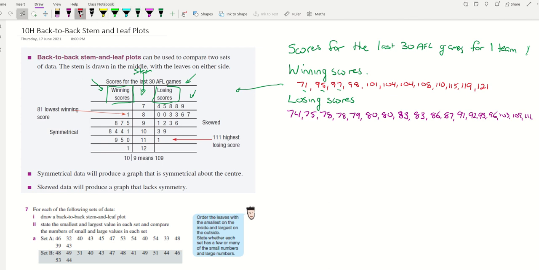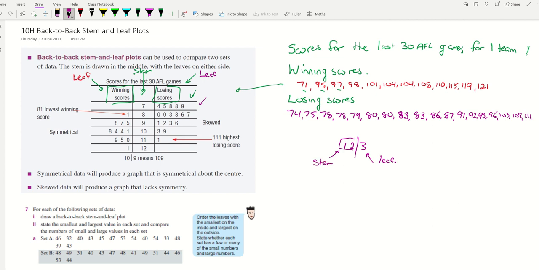So these ones are our leaf for the winning scores. These ones are our leaf for the losing scores. If I have the number 123, this bit is my leaf. This bit is going to go in here. This bit here is my stem.